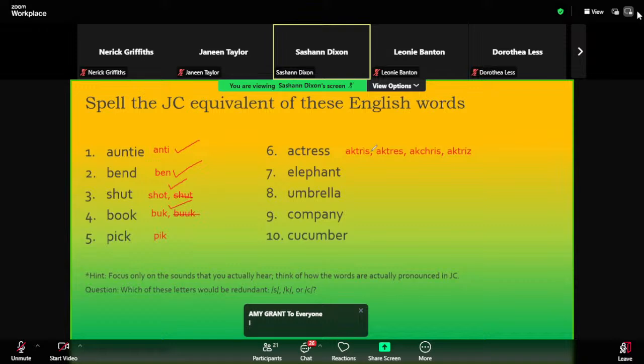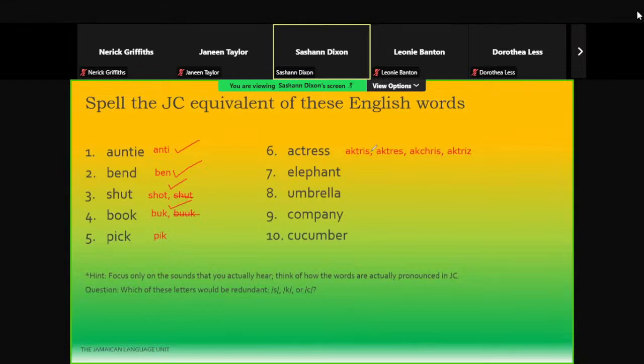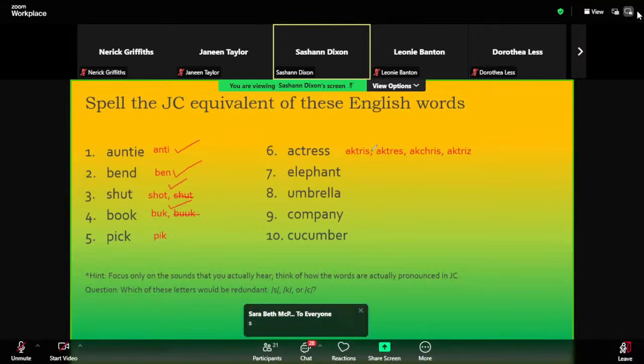Another question, the last sound that we hear, is it an S sound or a Z sound? Actress. Perfect. So that means then that we're looking for which one? Option 1, 2, 3, or 4. Which one is accurate?